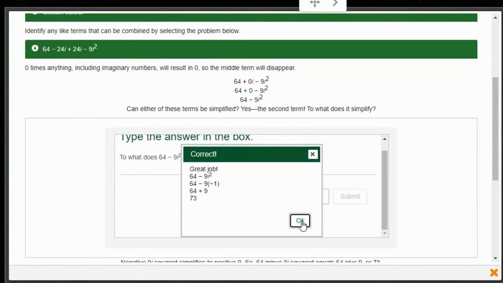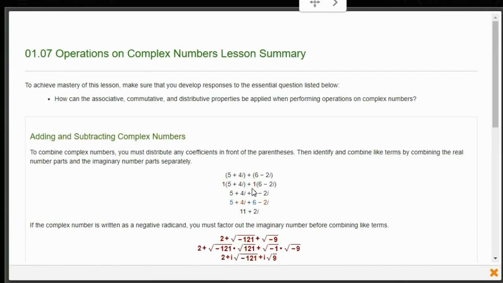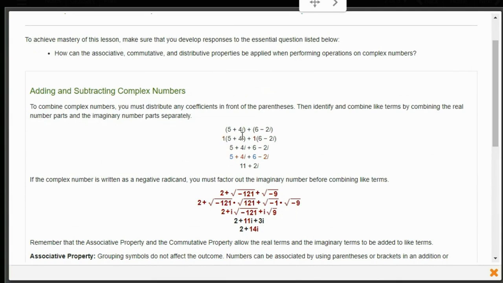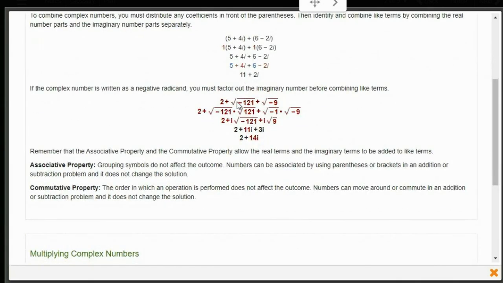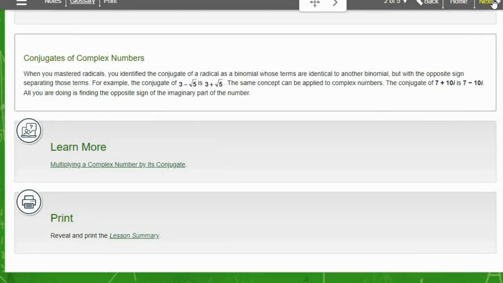Okay, lesson summary. Adding and subtracting, you just add and subtract the real numbers and add and subtract the imaginary numbers. If you have numbers like the square root of negative 121, you have to pull the negative out first. Multiplying, you use the distributive property, and remember, i squared turns into negative 1. So you have some practice problems.